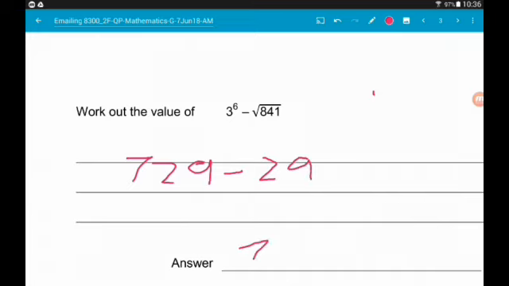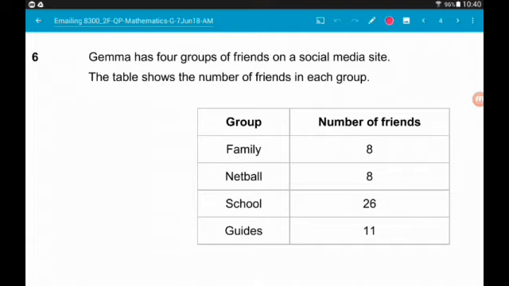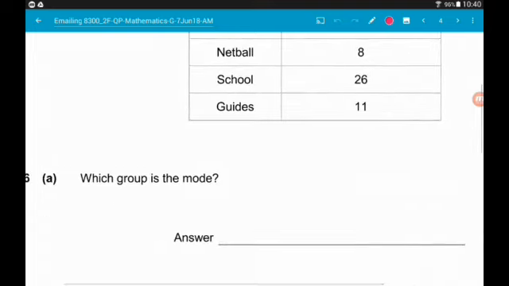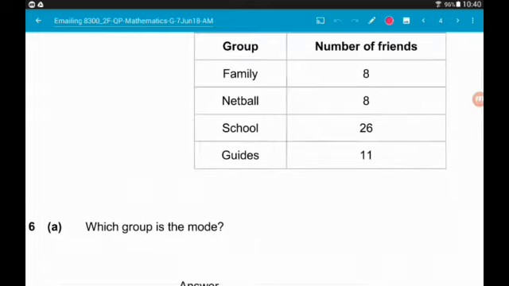Question 6. Gemma has 4 groups of friends on a social media site. The table shows the number of people in each group. Part A asks us which group is the mode. So the mode is the most common, so the one with the highest frequency. So we can see here that is school with 26.